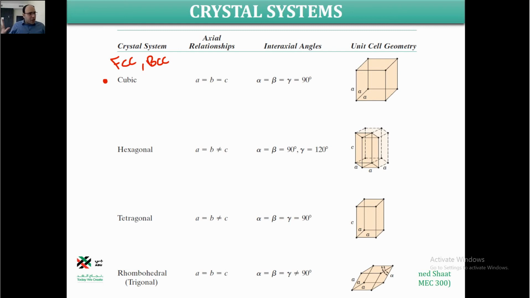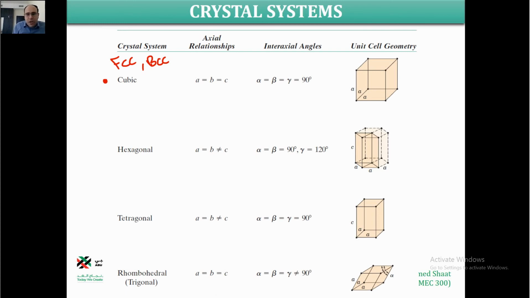So the cubic crystals, we discussed 2 types of them over the last video. We discussed 2 cubic crystal structures that belong to one crystal system, which is the cubic crystal system. These were the FCC and BCC, but there are more than just these 2.